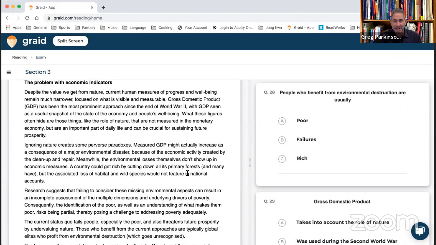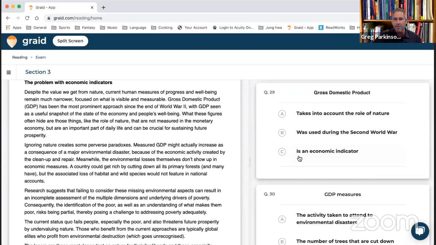Again, I'm not reading. All I'm doing is looking for the word environmental. And I can actually see it right here. Now, environmental destruction, the same two words which are used in the question. So those who benefit from the current approaches are typically global elites, right? So elites, this means people in society who are very rich, who are very powerful, right? So definitely that's the right answer.